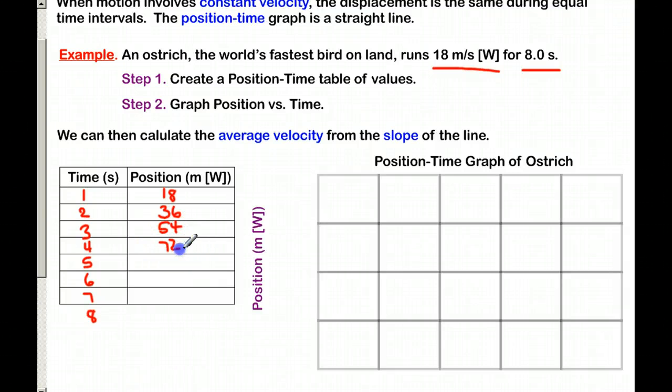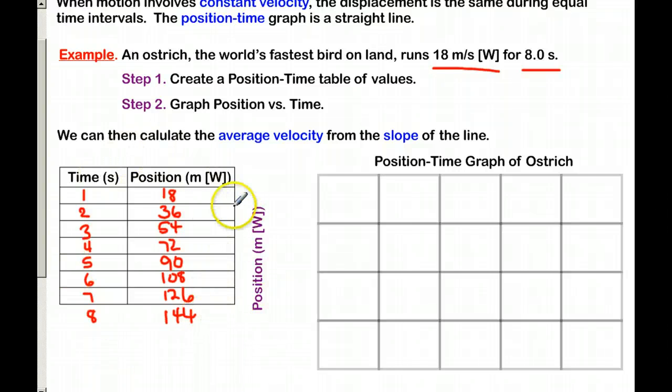So 72, 90, 108, 126, and 144. Every second we moved 18 meters away in the west direction. So our position is telling us at each one of these seconds how far we are away from where we started.